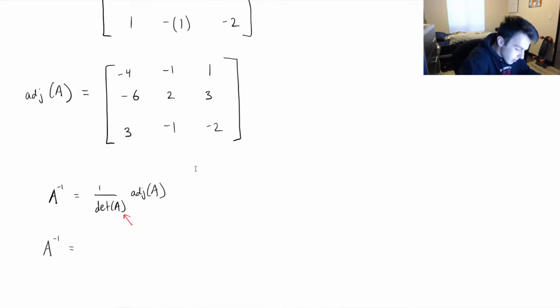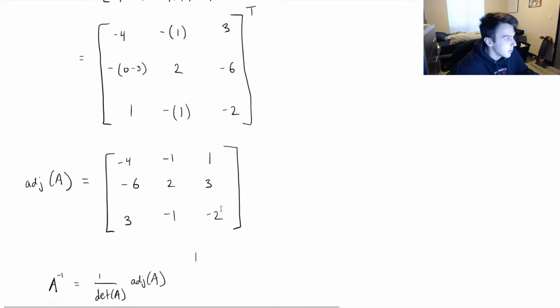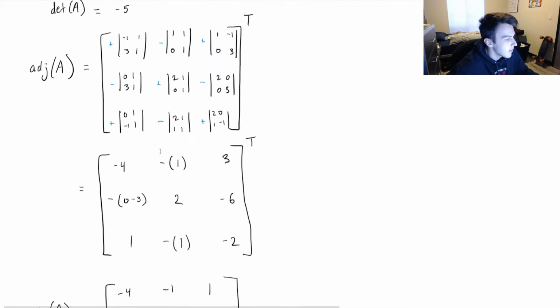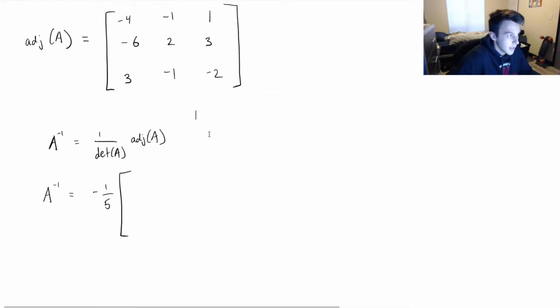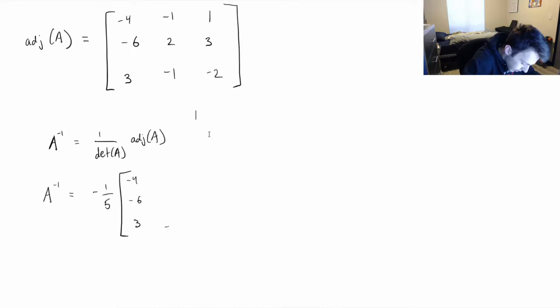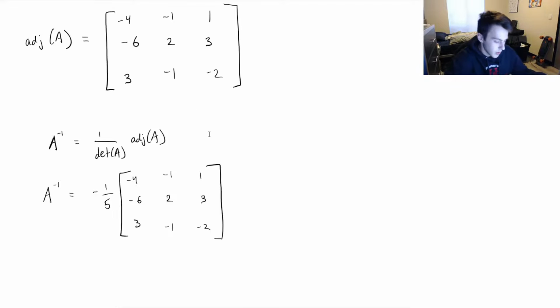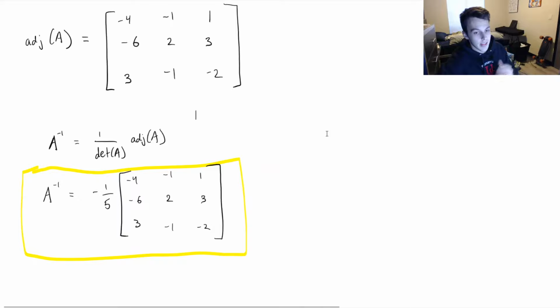So what was our determinant? What did we say that was going to be? That was -5. So we've actually got -1/5 times our adjugate matrix. So this is -4, -6, 3, -1, 2, -1, 1, 3, -2. And you could factor that in, but it's really the same thing. So this right here would be our inverse of the 3x3, piecing everything together.